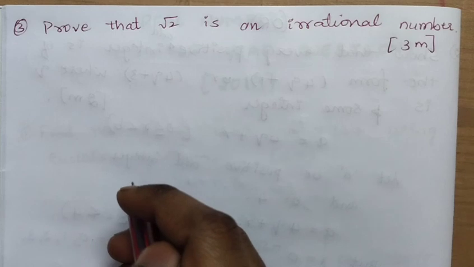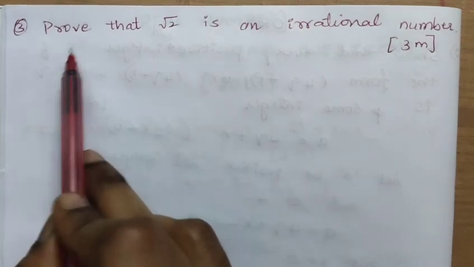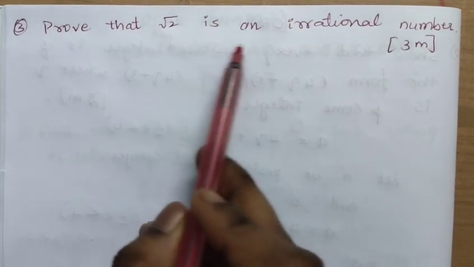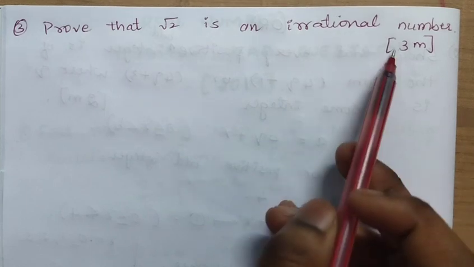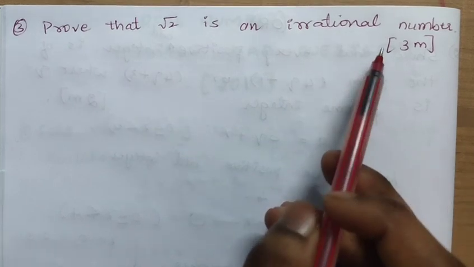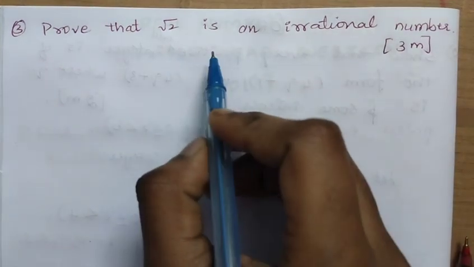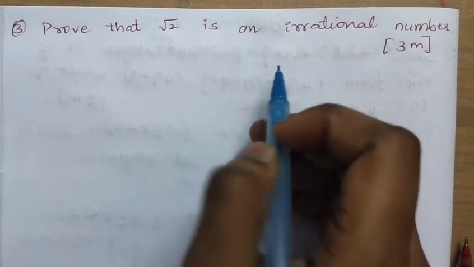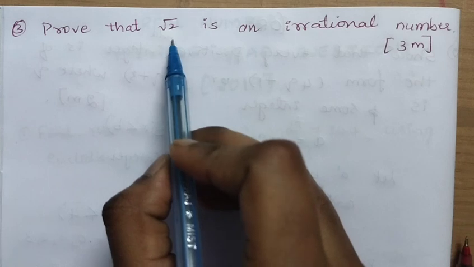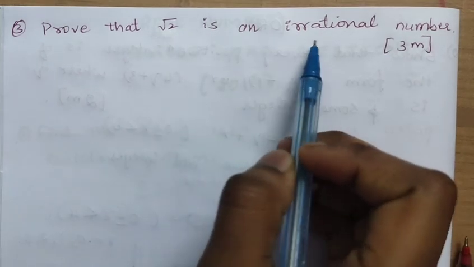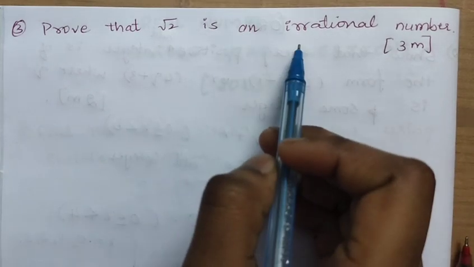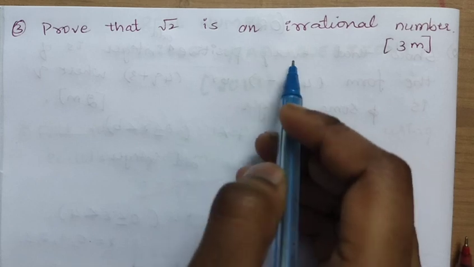One more question asked in the same question paper is, prove that root 2 is an irrational number. This question was asked for 3 marks. So how to start with the proof? This proof has to be done with the contradiction method. I have already discussed how to prove root 5 is an irrational number in my previous videos. You can just go through that and come back to this to get better clarity.